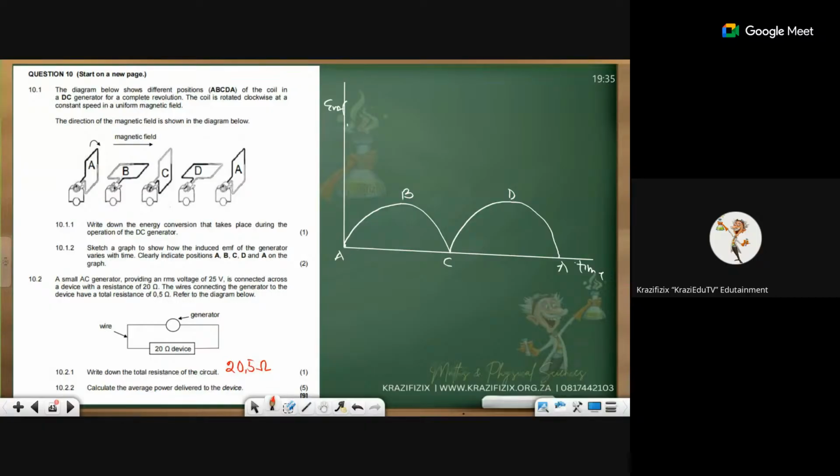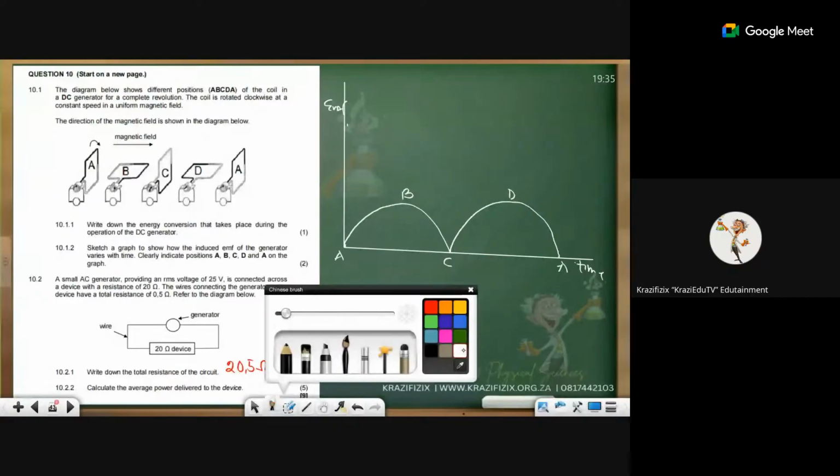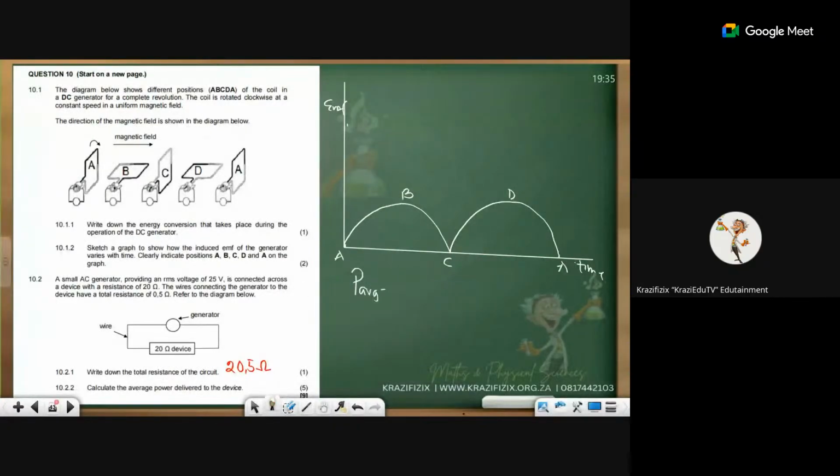Calculate what? The average power. What are we looking for? P. And what is P average? P average equals to what? I RMS multiplied by what? V. Oh, but let's see what we have first. What do we know? You see, they tell us RMS voltage. So we have V RMS as what? 25 volts. Is that clear? What are we looking for again? Average power delivered to the device. What do we know?